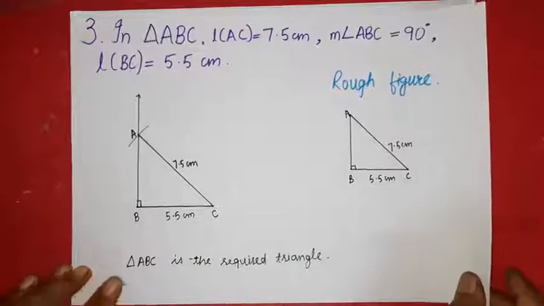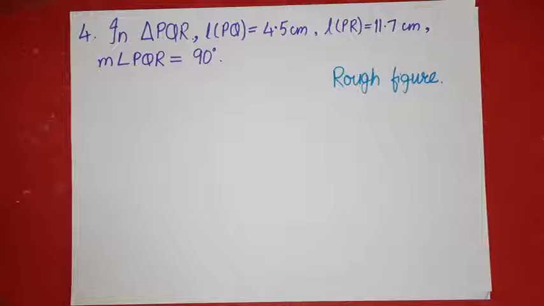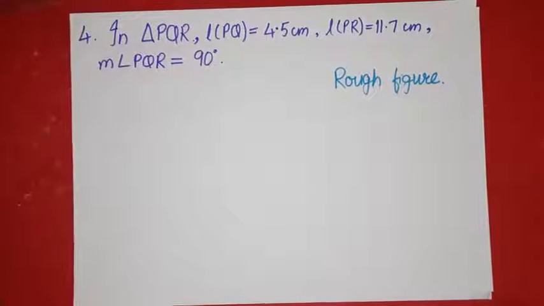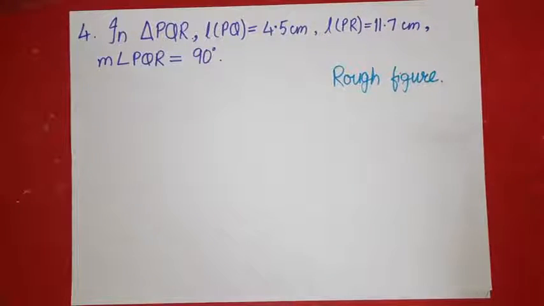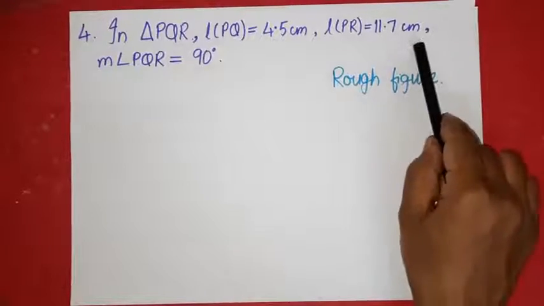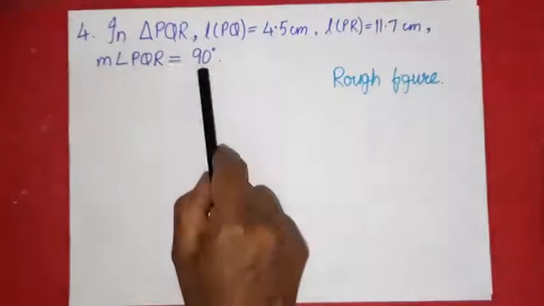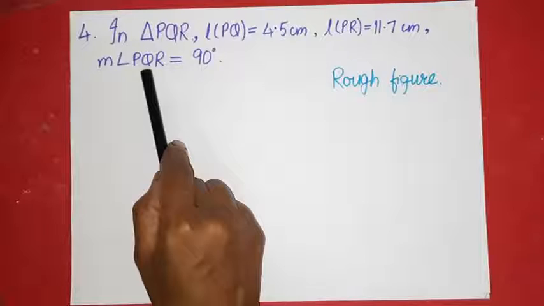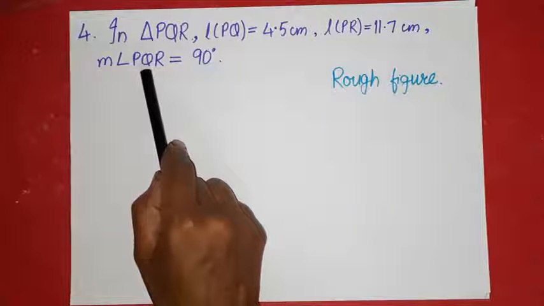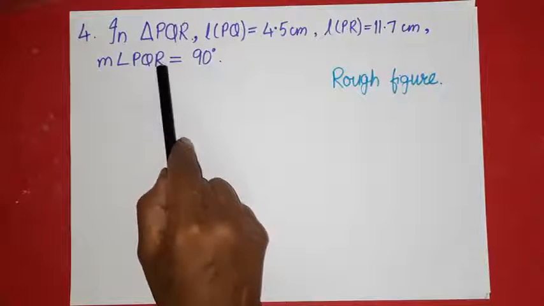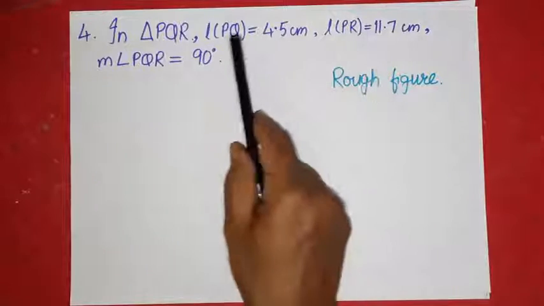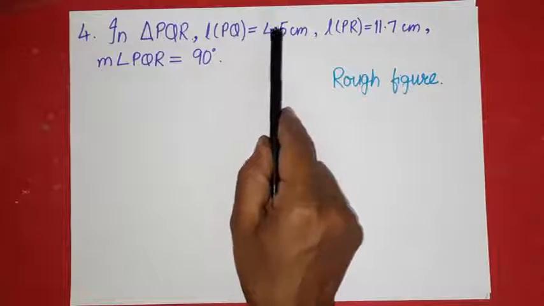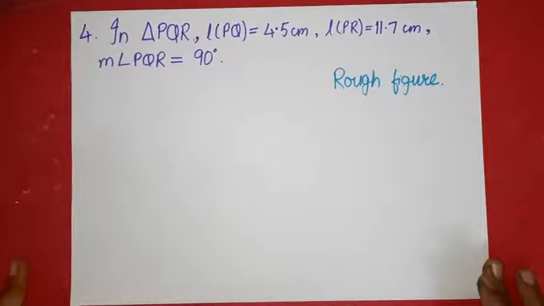Now we will move on to example number 4. In triangle PQR, length PQ is 4.5 centimeter, length PR is 11.7 centimeter and measure of angle PQR is 90 degree. Here the right angle is formed at the vertex Q. Therefore, the name of the hypotenuse is segment PR. So this is the hypotenuse and segment PQ is the side forming the right angle.